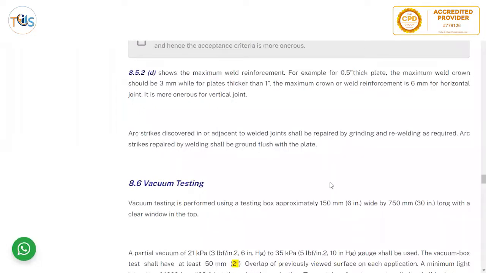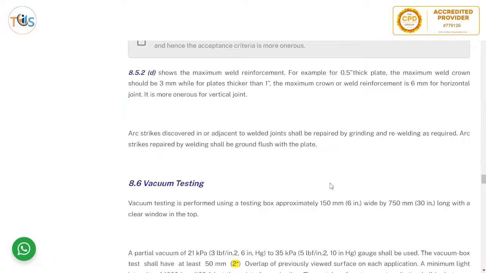852D shows the maximum weld reinforcement. For example, for half-inch thick plate, the maximum weld crown should be 3 mm, while for plates thicker than 1 inch, the maximum weld reinforcement is 6 mm. For horizontal joint, it is more onerous than for vertical joint.